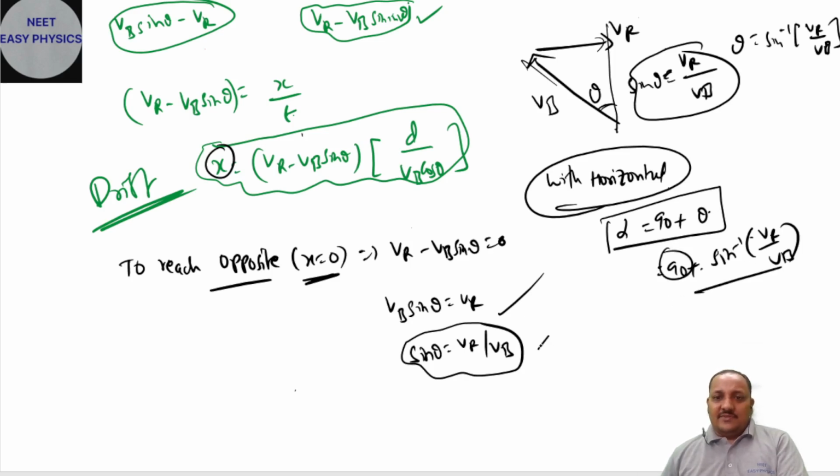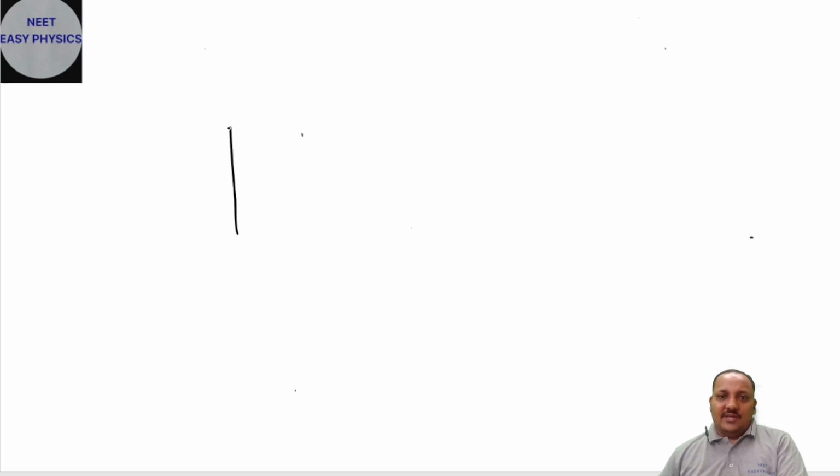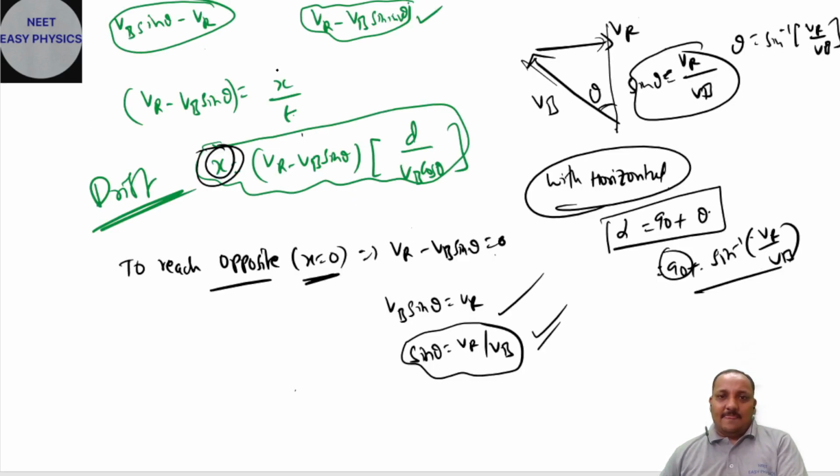Anyway, first, if you remember these formulas, one is the drift formula. To reach the opposite position, drift should become 0, meaning horizontal distance should become 0. Let us assume it is reaching C. Now what is the resultant displacement? A to B is what we call y or d. B to C is x. Then the resultant displacement is S equal to root of y square plus x square. You calculated x from here, isn't it?